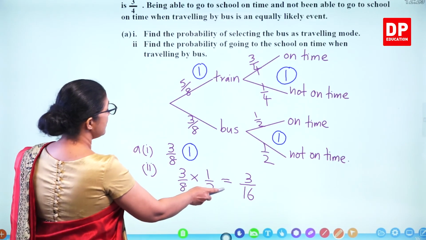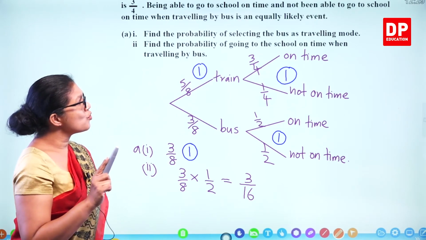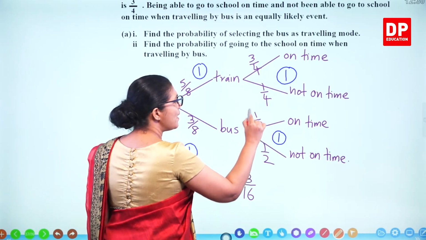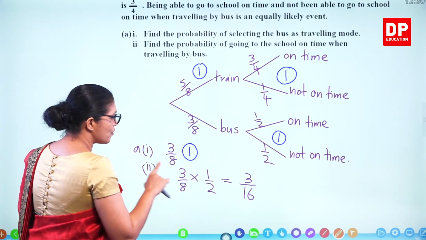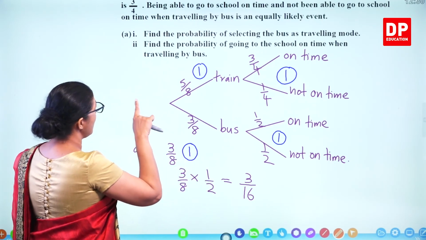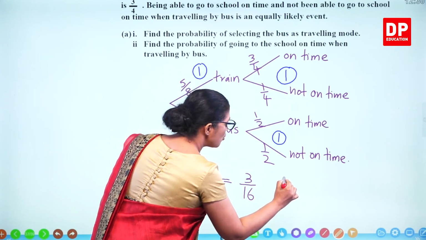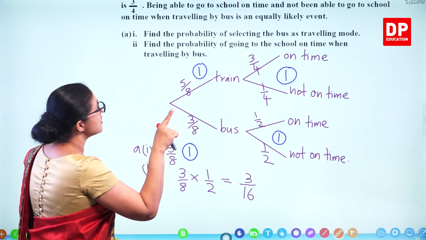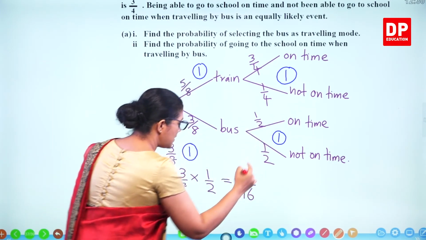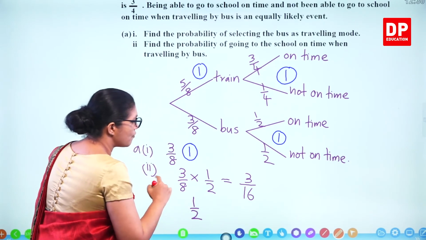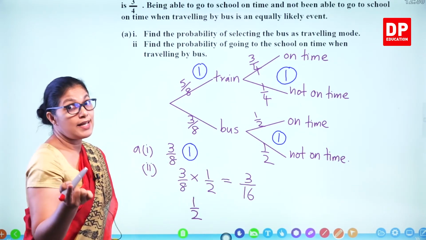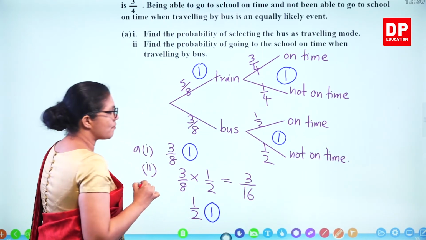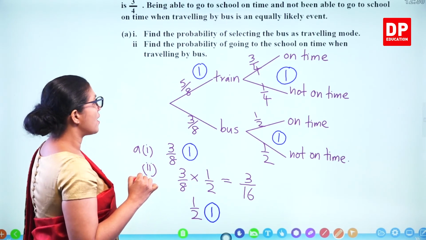Now see this part: find the probability of going to the school on time when traveling by bus. They are just asking about this probability, which is half. So I did extra. If you're answering this part too, you can just write down half. This means the answer is half. No need for the full part. I did extra. So for that part, you get 1 mark. So altogether 5 marks here.